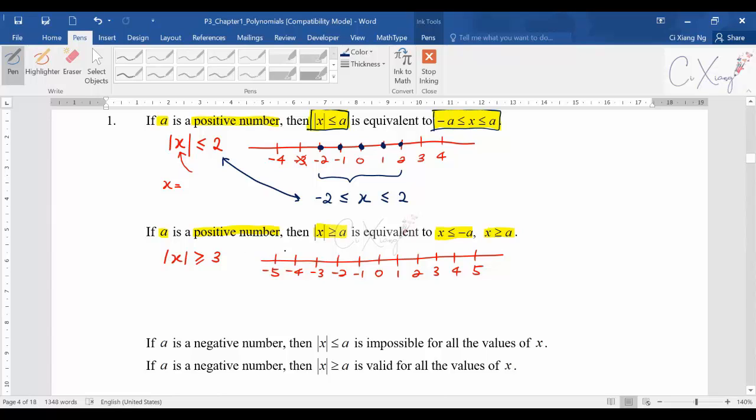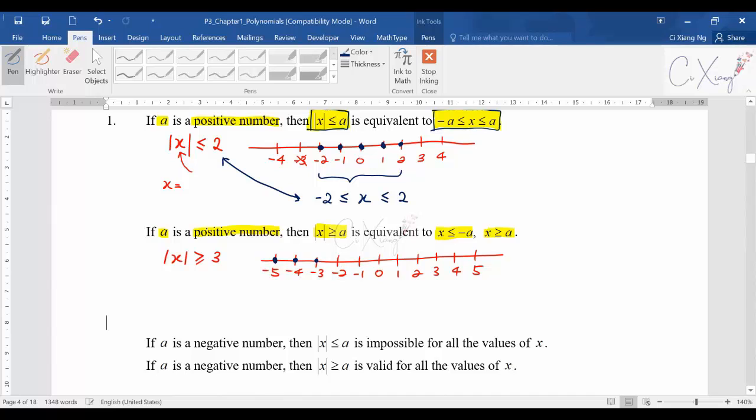Okay? And then how about if you put in negative 4? So if you put in negative 4, modulus negative 4 becomes 4. So 4 greater equals to 3. It is still true. So negative 4 is also one of the answers that fulfill this inequality. Then when you put in negative 3 here, that means become positive 3. So 3 greater equals to 3. It is still true.